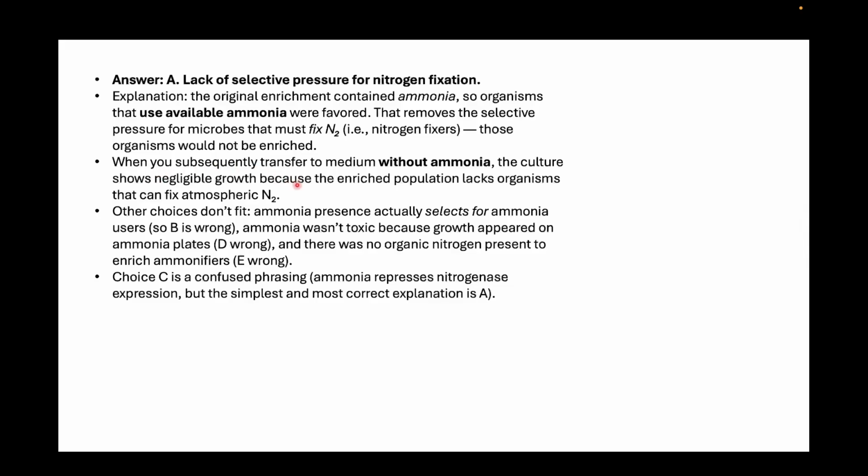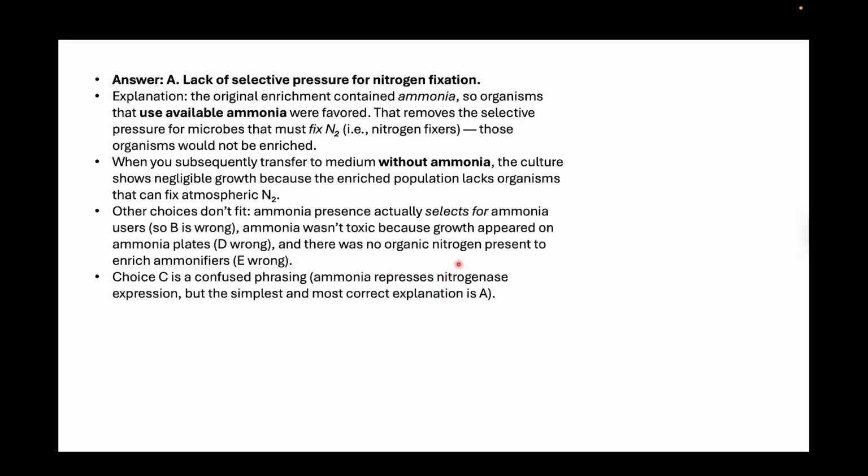When you subsequently transfer to medium without ammonia, the culture shows negligible growth because the enriched population lacks organisms that can fix atmospheric nitrogen. This is true because if such organisms had been selected, they could have done well even without ammonia, if they were nitrogen fixers. Other choices don't fit because ammonia's presence actually selects for ammonia users. So B is also wrong. And ammonia wasn't toxic because growth appeared in ammonia plates. That is also true, so option D is also wrong.